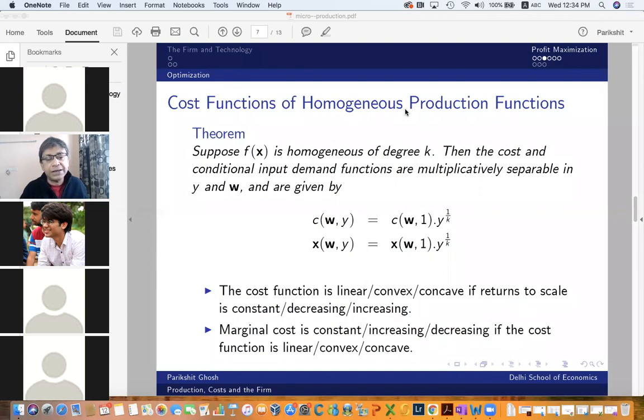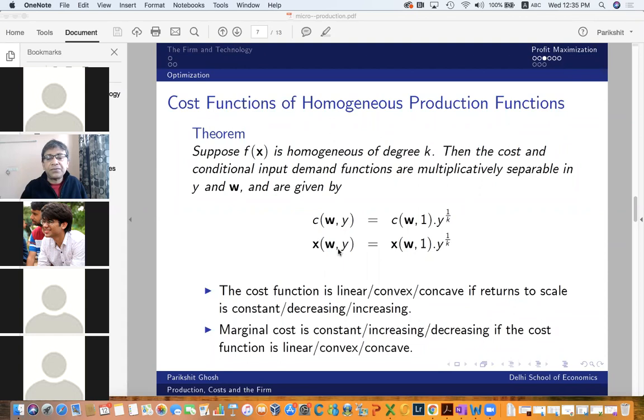And the answer to that is that there's a very close link. For homogeneous production functions, this is the theorem or the result which tells you what the link is. So let's think of a production function which is homogeneous of degree k. Then the cost function takes this form. It's some constant times y raised to the power 1 over k. So for example, if k is less than 1, we have a decreasing returns to scale production function. That means the production function is concave. That means the cost function will be convex. It will have the opposite curvature.